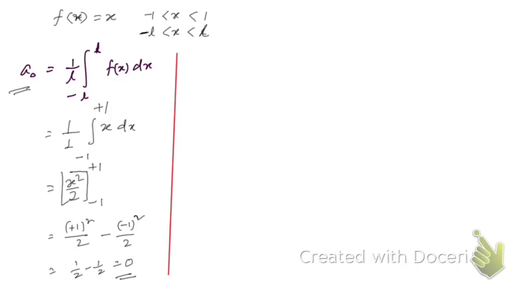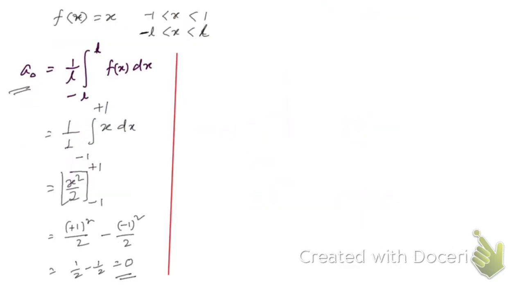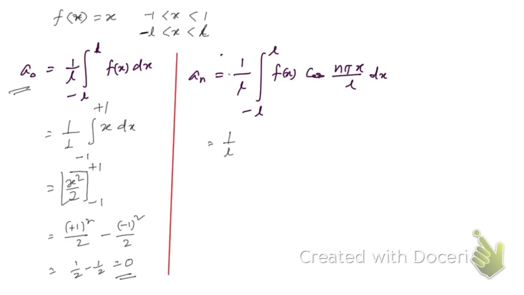Now let me obtain an. What was the formula to obtain an? Let me copy this formula and go to the next slide. So here we're going to obtain an. Here, instead of L we put 1, so 1 by 1 integration from -1 to +1, then f of x is x. In this case f of x is nothing but x, so let me write it properly: x cos of n pi x by L dx.